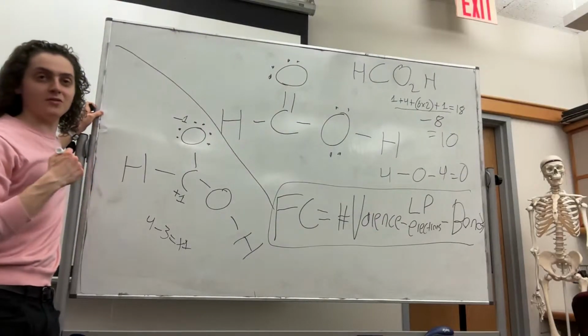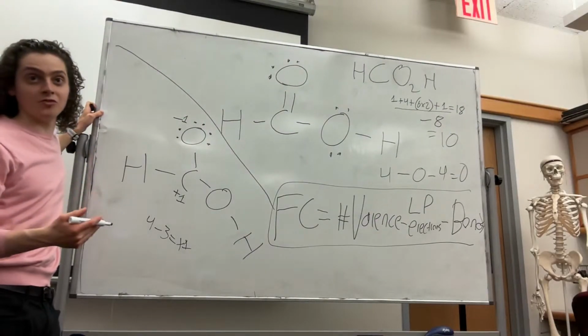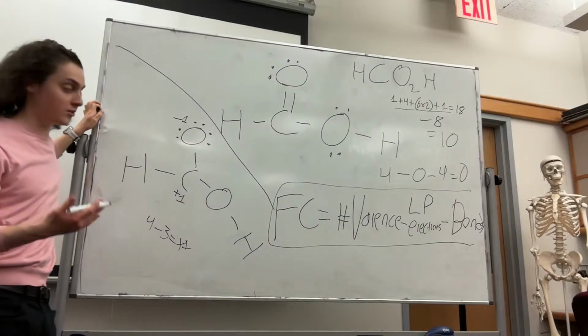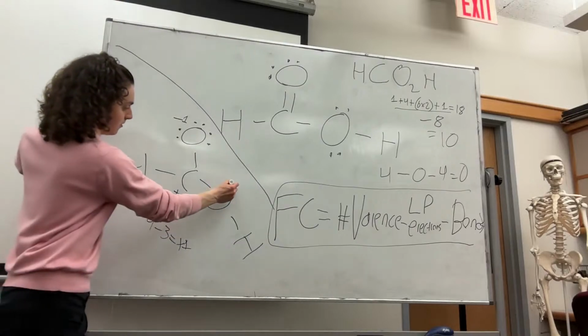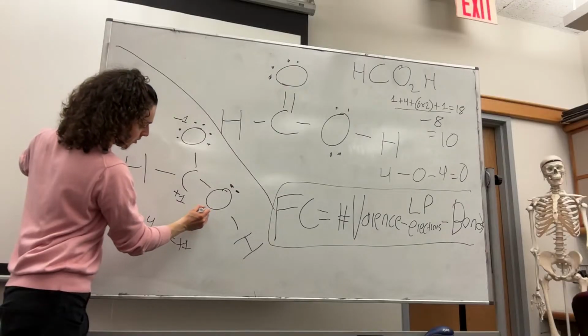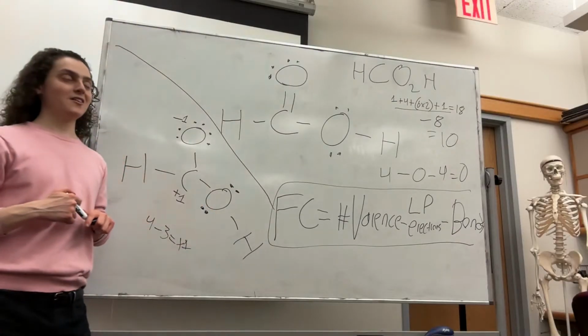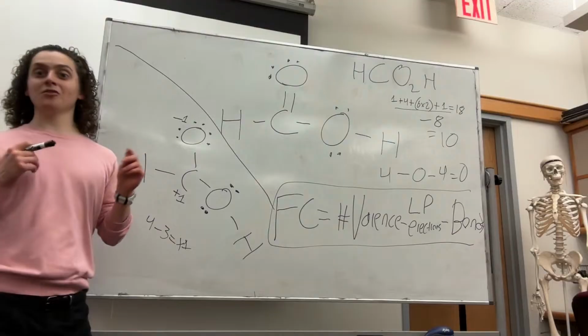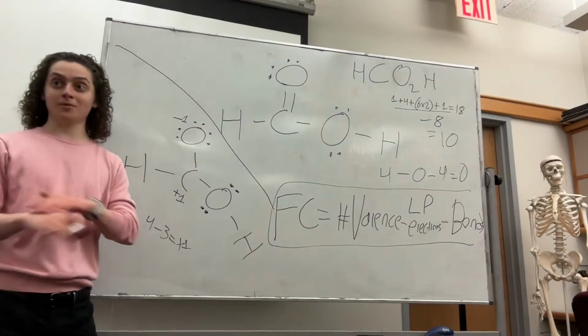What if we just played around with it, and really with Lewis structures it is playing around and finding what you come up with, and tried to satisfy the octet rule? Your only valid resonance structures are going to be ones that follow the octet rule, period.